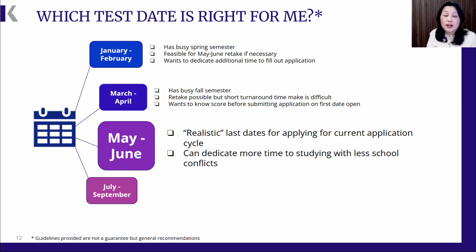So, if you want to make sure that you've got a reasonable chance of getting that score in and applying for that current cycle, I would go no later than the end of June. Maybe even early July might be okay, but that's definitely kind of pushing the whole component.